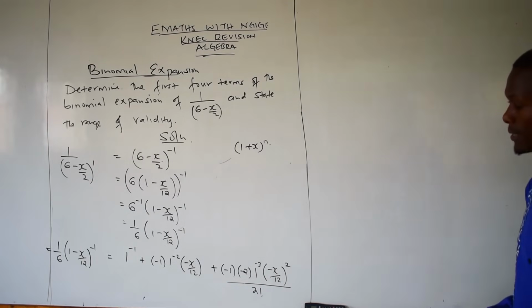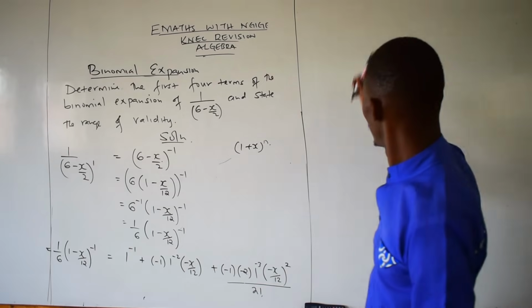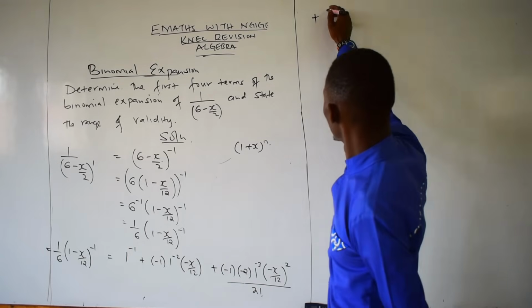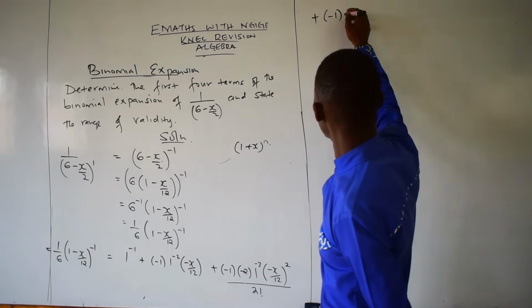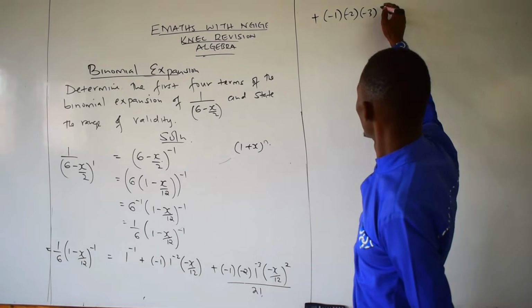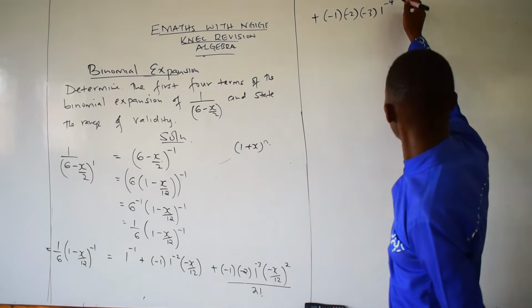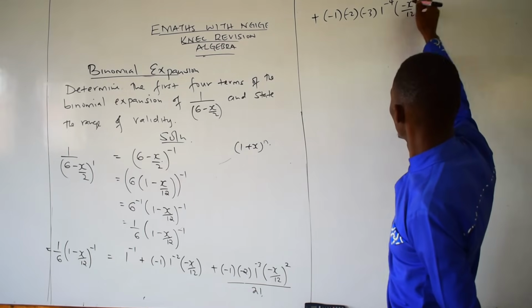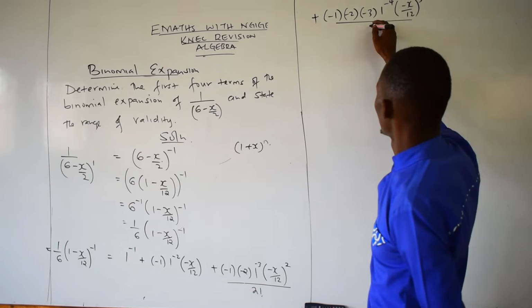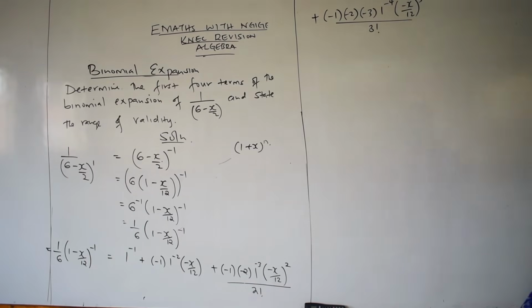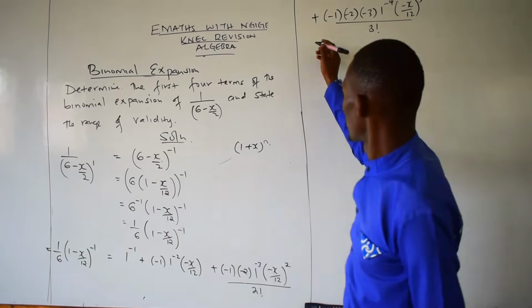Now we go to the fourth term, which is now given by, so you have plus, then you have negative of 1, you have negative of 2, you drop negative of 3, then it will become negative of 4, then you have negative x over 12, then cubed over 3 factorial. So we have that. Now we can simplify that function further.